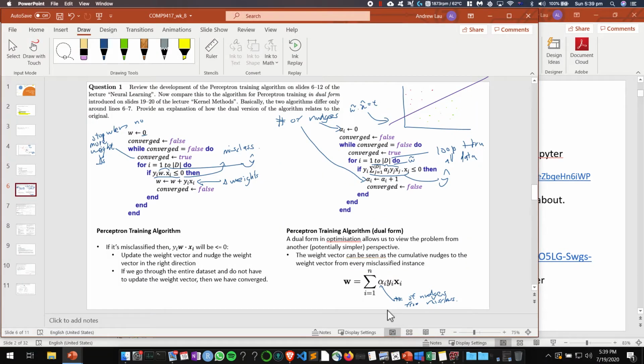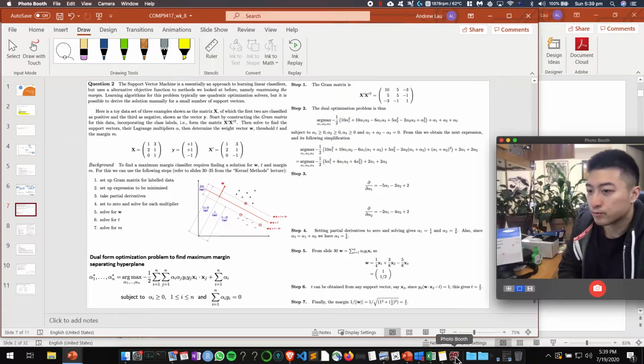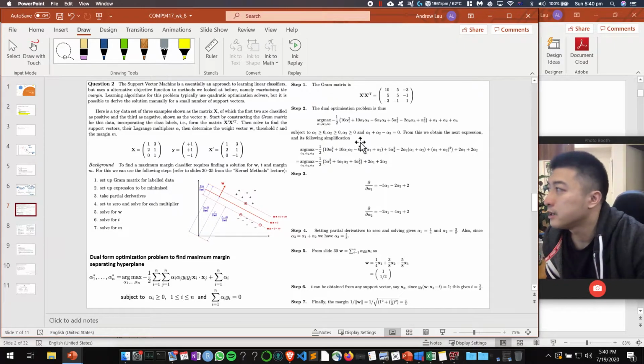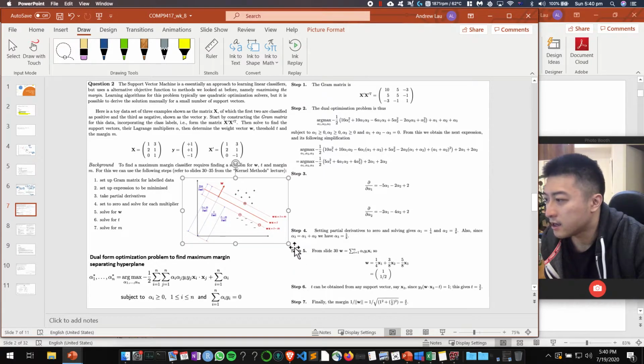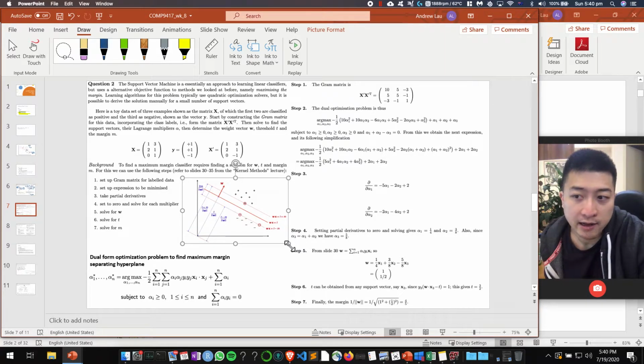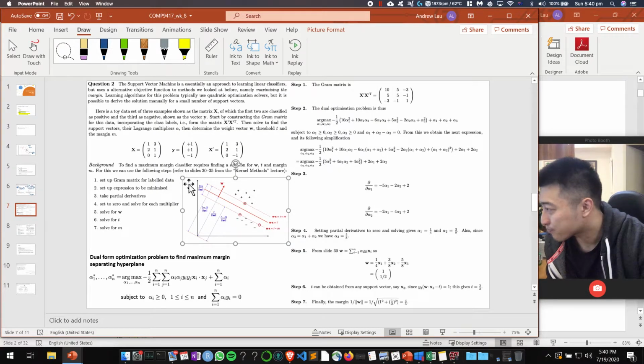Let's jump into the tutorial questions. So we've talked about question 1. Let us speak about question 2. This is a walkthrough example of actually finding the weights and the separating hyperplane in the context of a support vector machine. So here's our toy data set. It's a toy data set because we only have three observations, and then this is the target, right?